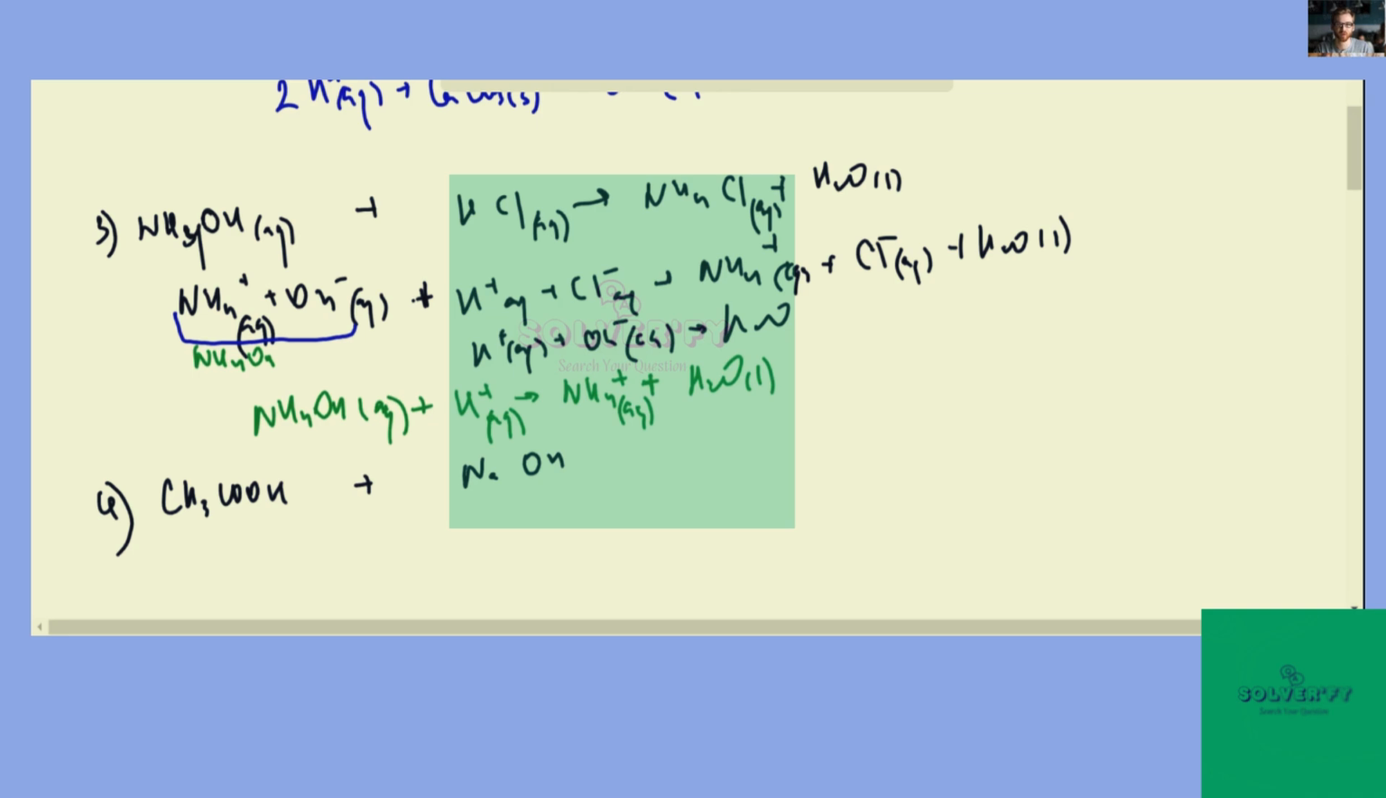Depending on the approach, probably both options are correct, but I would prefer this one because NH4OH is a weak base. That's why this net equation is more correct.